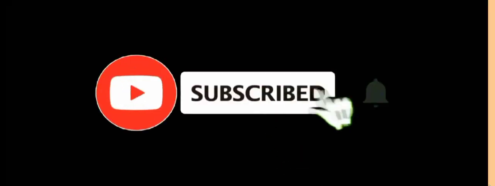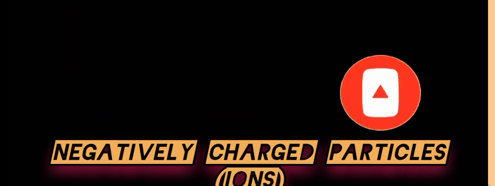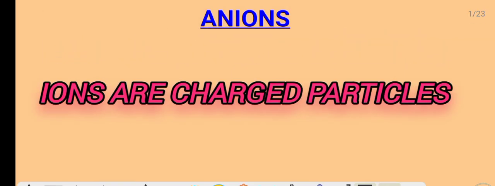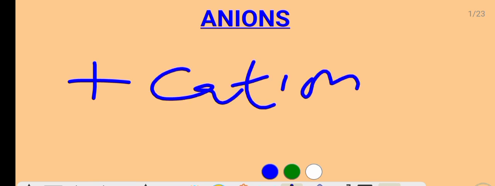Hi, still looking at ions, all right? There are two types of ions. Some ions are called cations, others are called anions, all right? So last time in the other video, we defined an ion as simply a charged particle. We noted that if it's positively charged, we call it cation. If it's negatively charged, we call it anion.